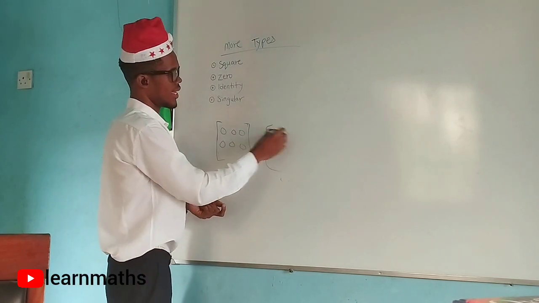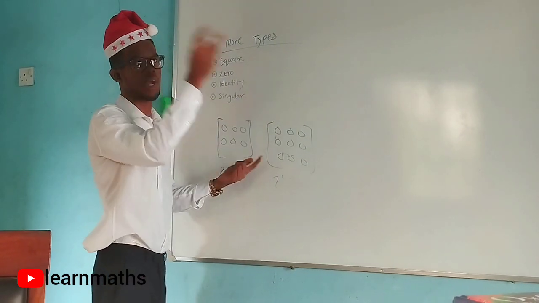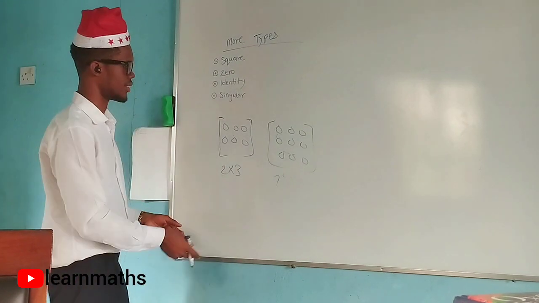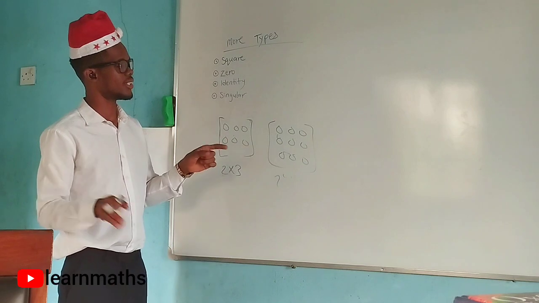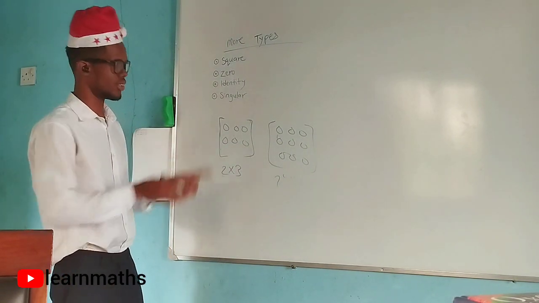We could have a 3 by 3 zero matrix. We could have a 4 by 4. We could have a 1000 by 1000 zero matrix. Have a 100 by 100 zero matrix. Just know that a zero matrix is a matrix with zeros as the only element. You can't find any other number, just zeros, right?